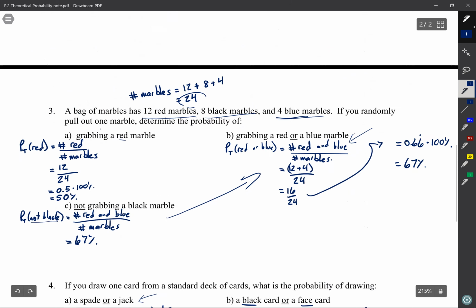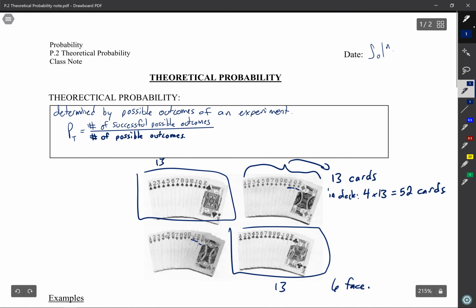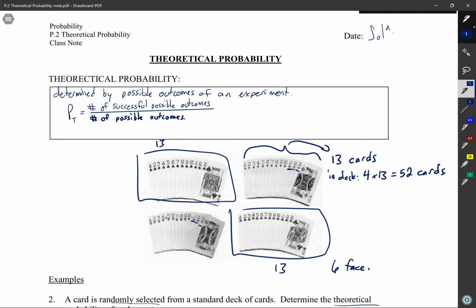So that's how we work with theoretical probability. Note, it's a little bit more straightforward than working with experimental probability, but sometimes the only information we have is from an experiment.